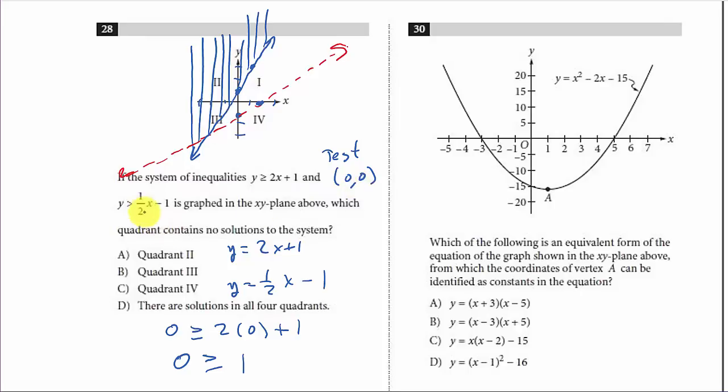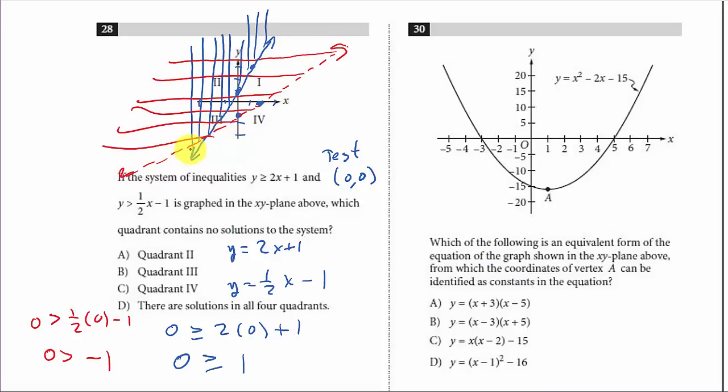And then I'm going to use the same point, 0, 0, to test this. So I get 0 is greater than 1/2 times 0 minus 1. So 0 is greater than negative 1. That's a true statement. The point I chose is over here, so that's the side I'm going to shade. And your solution is wherever the shaded regions intersect.